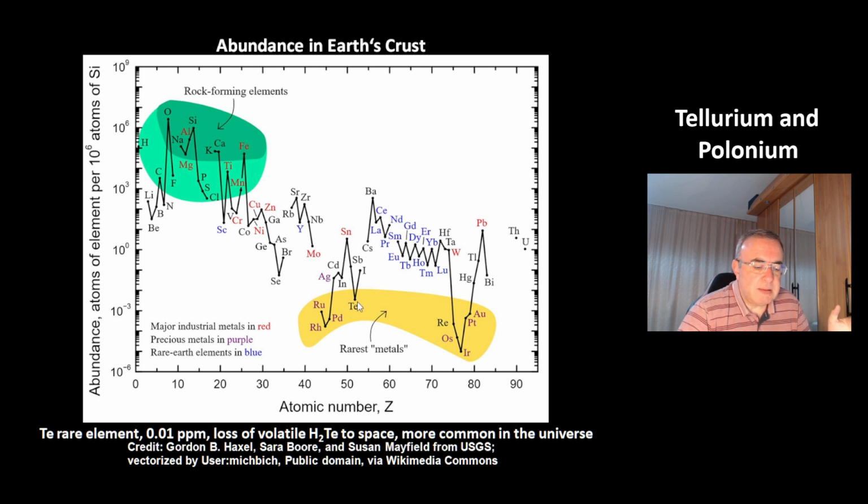And the reason is in the formation of the planet Earth, early phase, there were reducing conditions. So a lot of the tellurium reacted with hydrogen. You got hydrogen telluride, which is volatile and escaped into space. That's why it's rare on Earth, but in the universe it's more common.